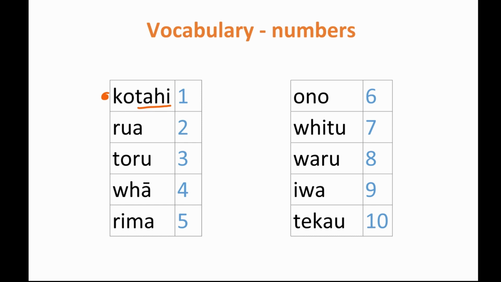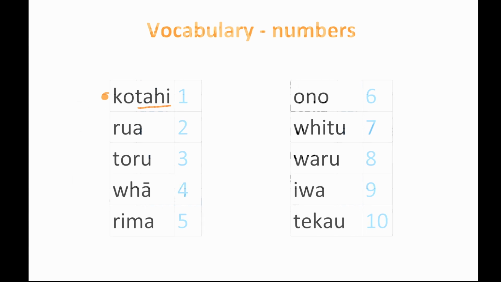When you're counting numbers by itself, when you're counting for the sake of counting, you don't need to say kotahi. But when you are counting things, for example, pens or any object really, you need to have the ko in front of it. This only applies for one, so you don't need to apply it to the other ones.